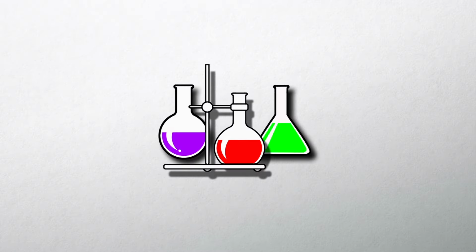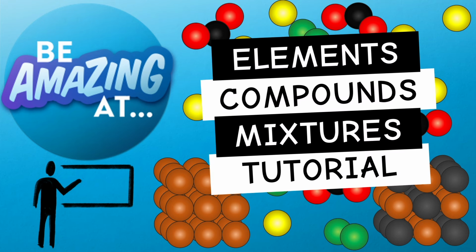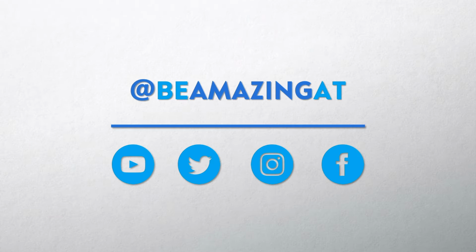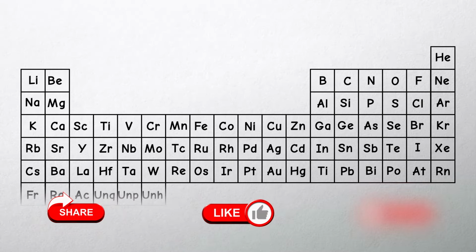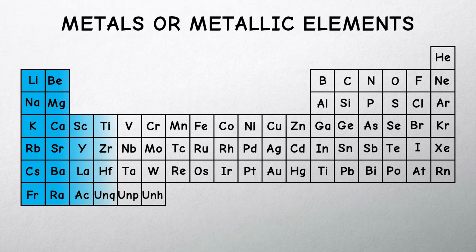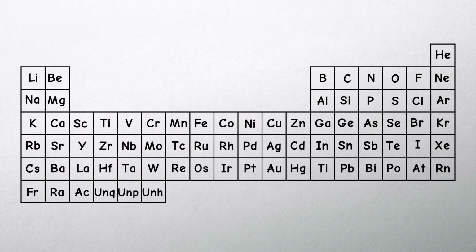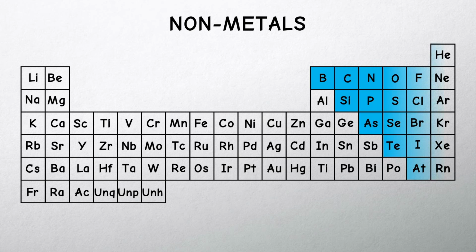This chemistry revision tutorial is designed to help you be amazing at elements, compounds and mixtures. In the previous video, we looked at examples of different elements and the structure of the periodic table. We can divide the periodic table into metals or metallic elements, which are found on the left-hand side, and the non-metals or non-metallic elements, which are found on the right-hand side.